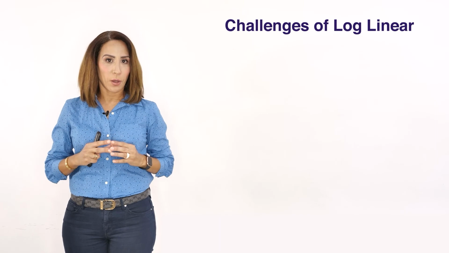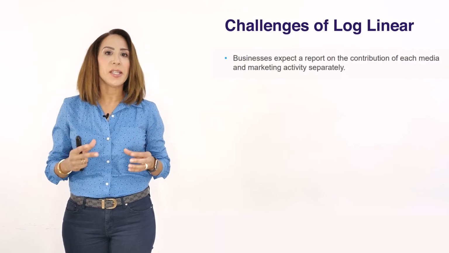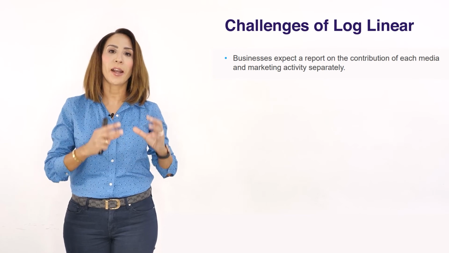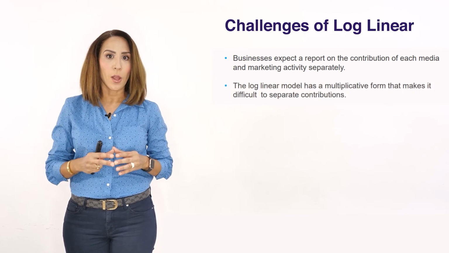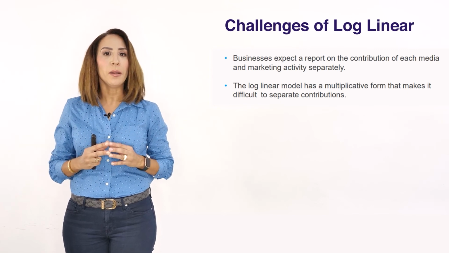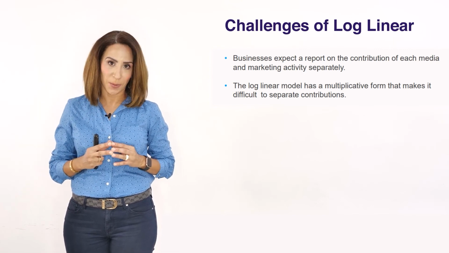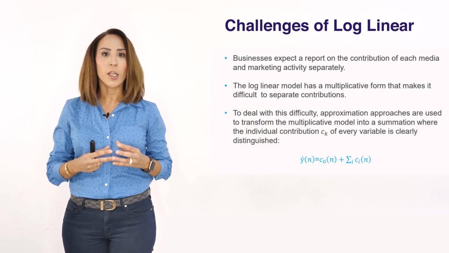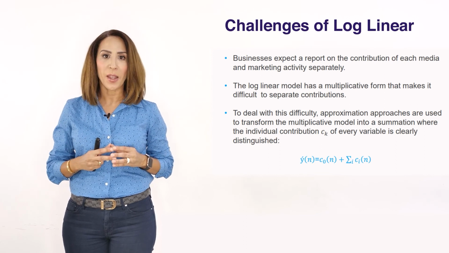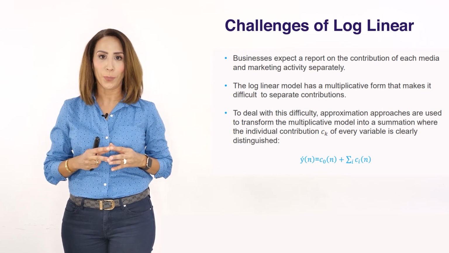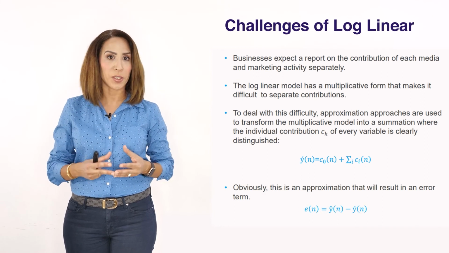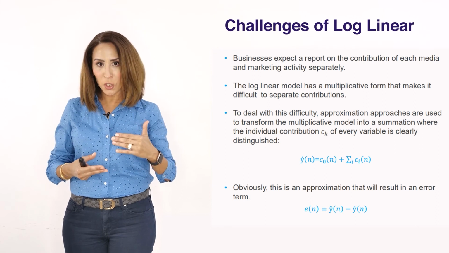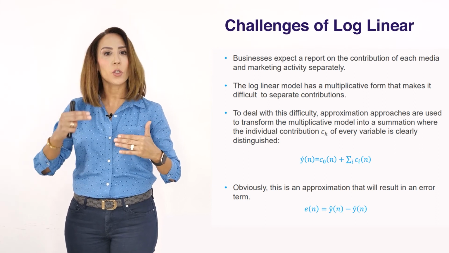One of the challenges of log linear is that the business is expecting us to report on the contribution of each media and marketing activity separately. However, the multiplicative form of the log linear makes this very difficult and challenging. That's why we need to go through an approximation to make sure that we show contribution as a summation out of a multiplicative form. Obviously, this is an approximation which will result in a decomposition error. That decomposition error will be added to the standard OLS error.